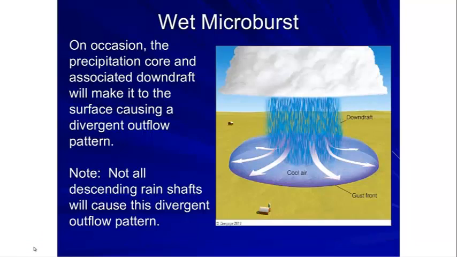Okay, now the wet microburst is when the precipitation core and the associated downdraft will make it to the surface, causing the divergent outflow pattern. Not all descending rain shafts, though, will cause this divergent outflow pattern.